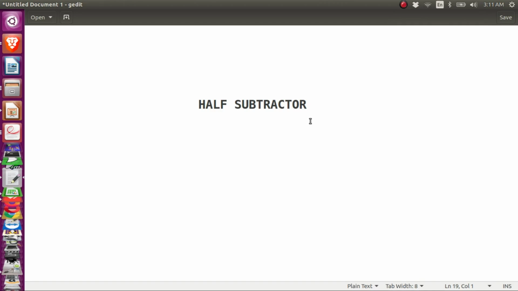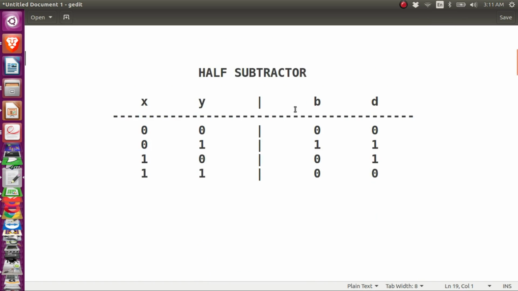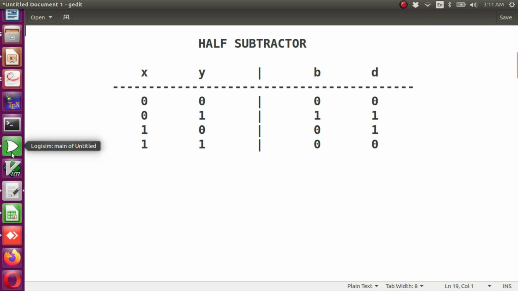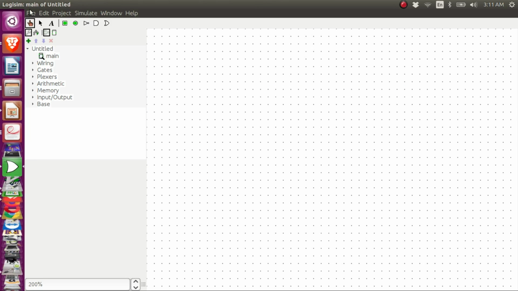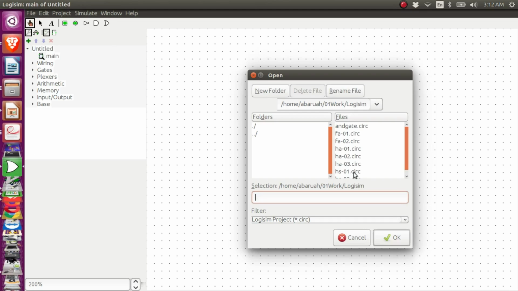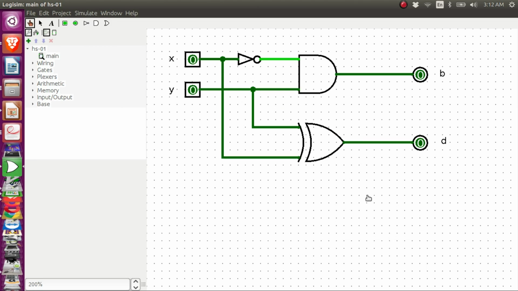In today's lab class, we will look at the half subtractor. We have already seen the truth table for the half subtractor, and here is how the truth table looks. And the logic circuit to implement this truth table would be something like this, which I have already implemented. So here is the logic circuit that would implement the truth table that I have shown just now.